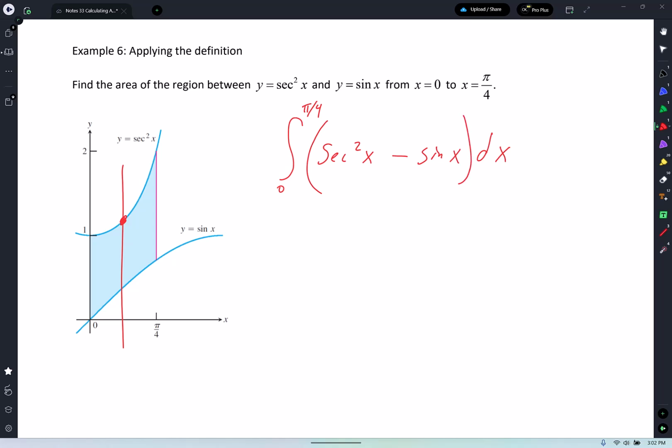Some textbooks will not put parentheses. And I know, because you're always used to, this is the height, and the dx is the width. So I'm adding an infinite amount of rectangles. So width times height, it should always be parentheses. The author knows the dx is the end of the integrand. So sometimes you'll see it without parentheses, and it's okay.